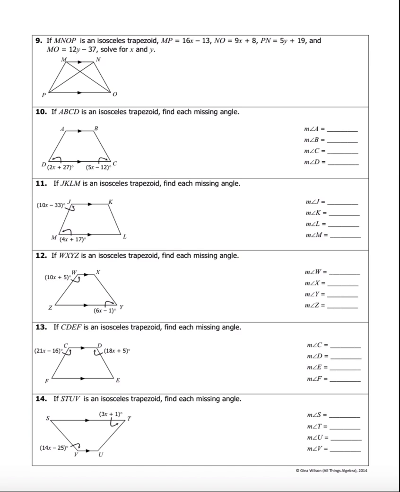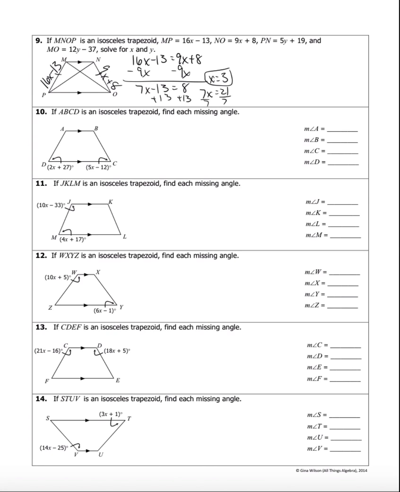Okay, so in number 9, this trapezoid is an isosceles trapezoid. It says MP is 16x minus 13, and NO is 9x plus 8. I'm trying to find x and y, so I'm going to start with that because these sides are equal and they both have x's in them. So I'm going to set them equal to each other and solve. 7x equals 21, divide by 7, x equals 3.